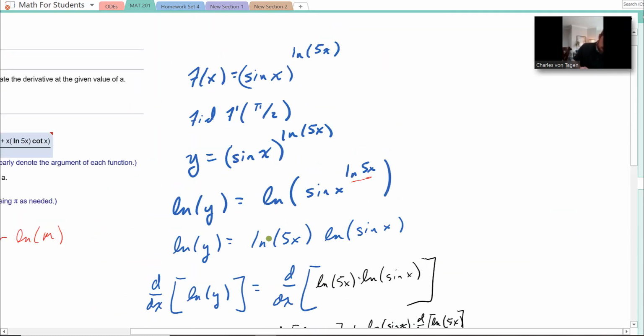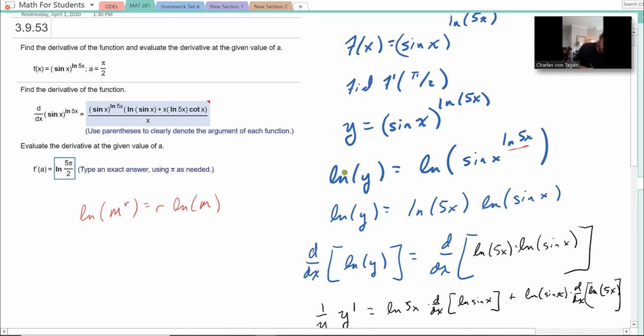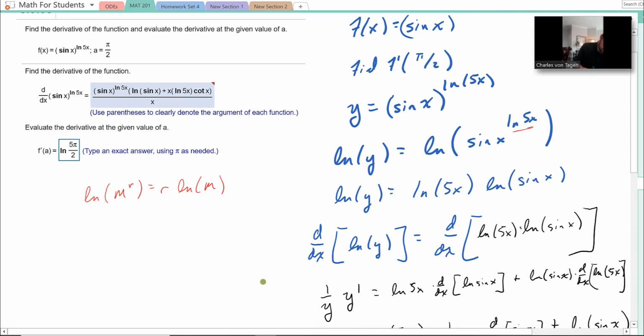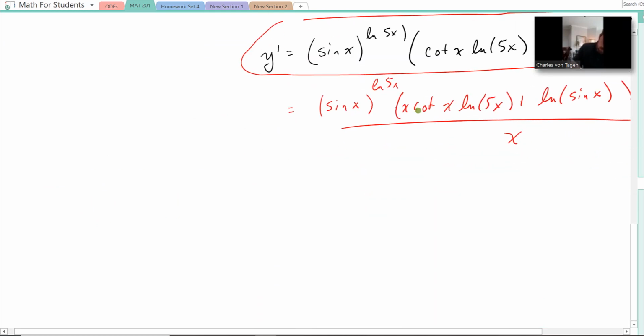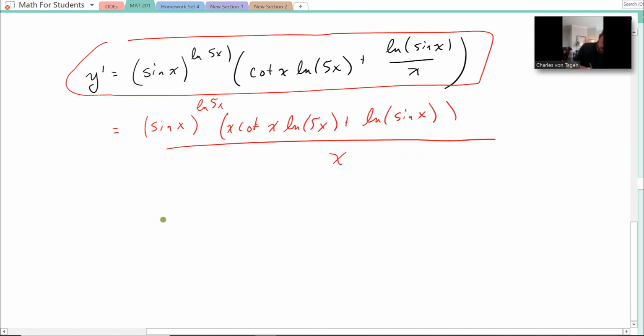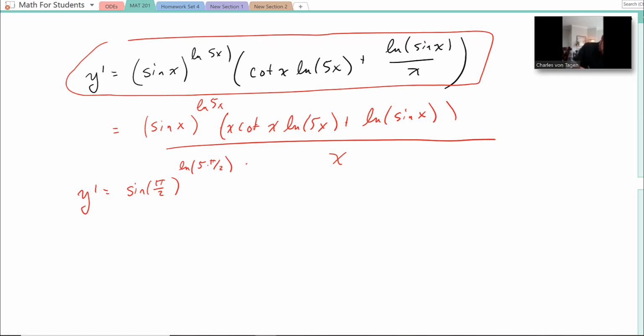But the original question, as I recall, was to evaluate the slope of the tangent line at pi over 2. So now we're going to take our answer here and then plug pi over 2 into that expression. So we get that y prime is equal to the sine of pi over 2 all to the natural log of 5 times pi over 2.